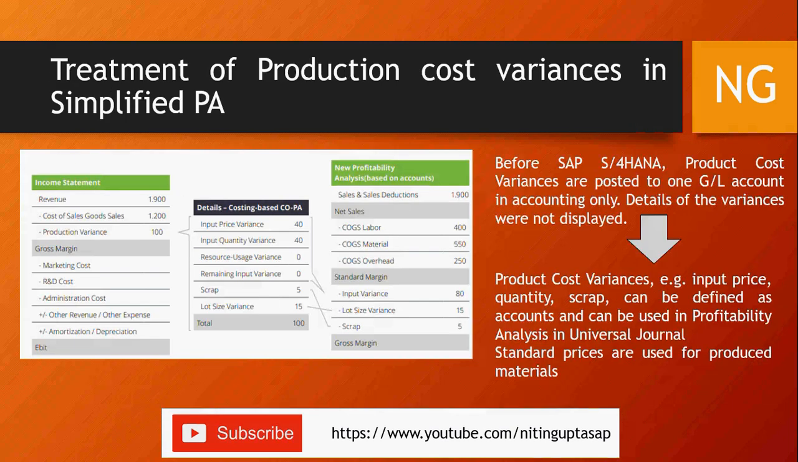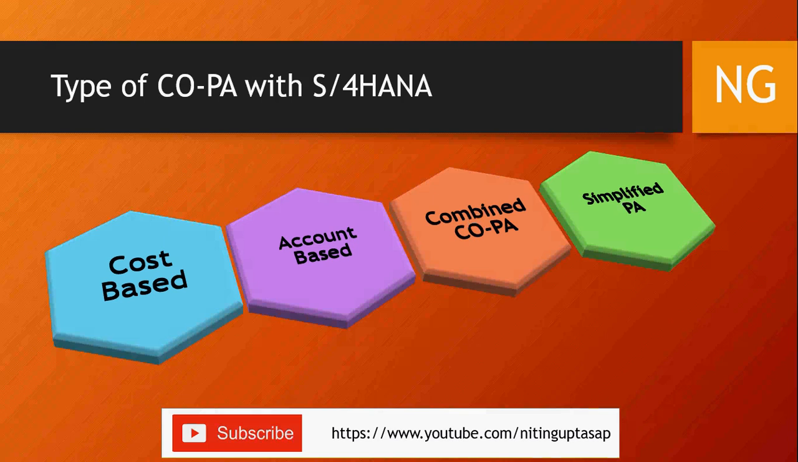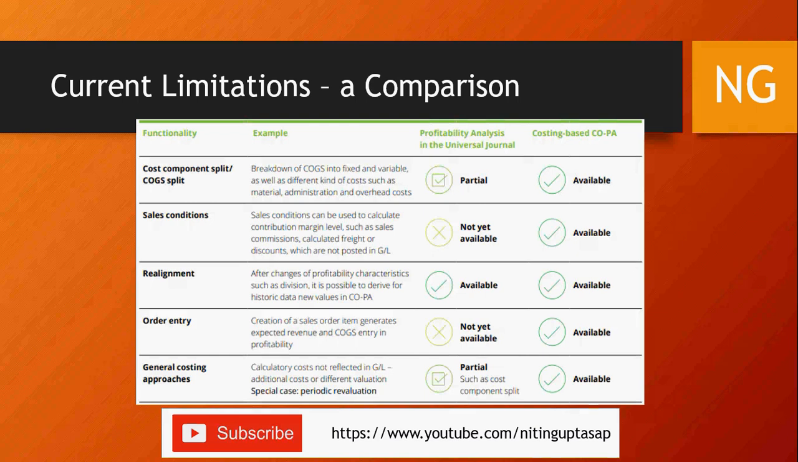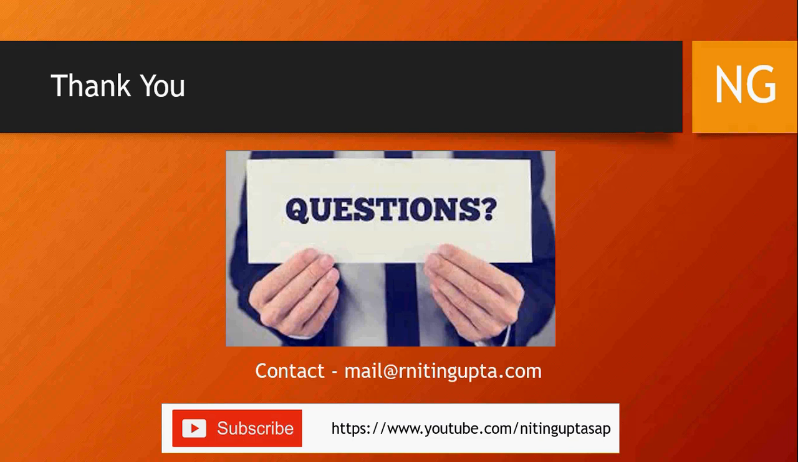So I will do a quick recap and then tell you what we are going to talk about in the next video. We talked about the combined COPA, simplified profitability analysis, what the roadmap going forward is, which product is going to be supported, what changes are coming in, and what the limitations as well as the benefits of different types of COPAs are. In the next session, we'll talk about how to manage COPA in central finance. Because our focus is central finance, if a customer has cost-based COPA on the source side, how to manage the replication, and if a customer has account-based COPA on the source side, how to manage the replication in S/4HANA space.